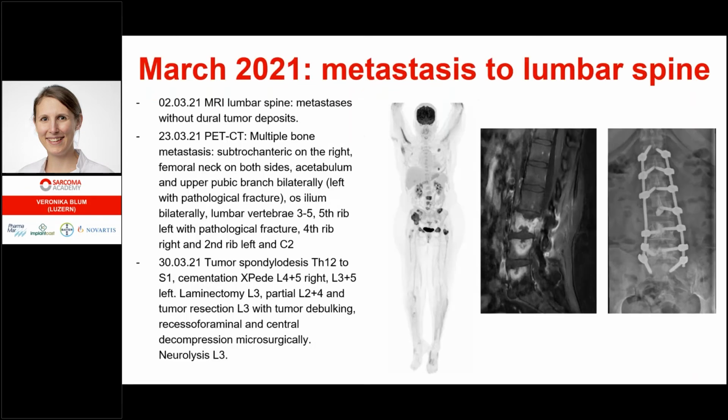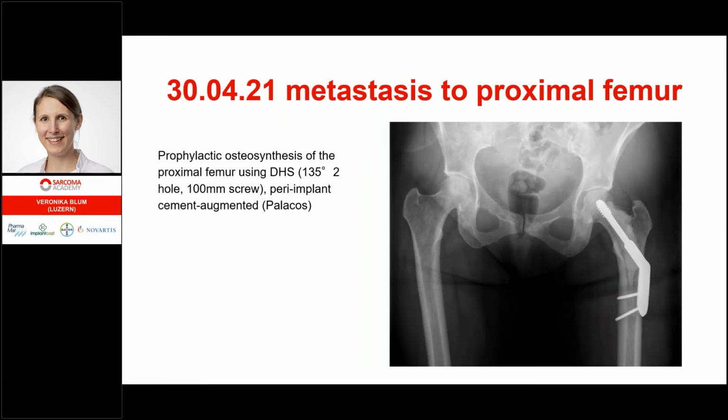Shortly before this, the patient presented with pain in the lower back, and the MRI showed multiple metastases in the lower spine. The PET-CT scan showed also metastases in the ribs, in the pelvis, and also in the femur on both sides. Because of the concerns about stability in the lumbar spine, an osteosynthesis of the lumbar spine was done, and also due to concerns of the stability of the right femoral neck, there was a prophylactic osteosynthesis done.